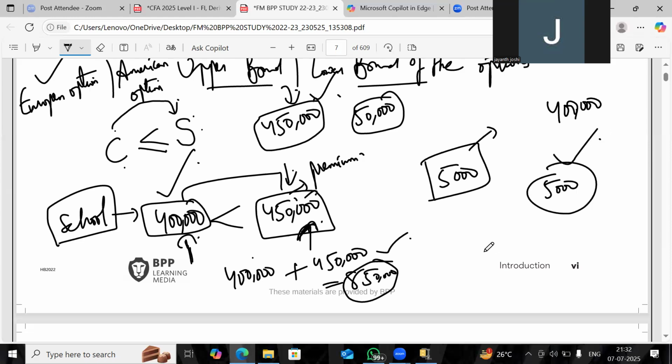So with this, what we understand is the maximum price of an option, because we are speaking about upper bound. Upper bound tells maximum. The maximum call premium you pay can never be more than the asset value. It should always be less than the asset value. So call premium should always be less than or equal to the stock price or asset value.